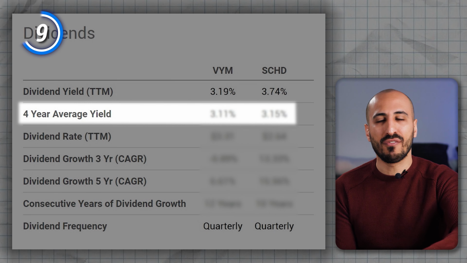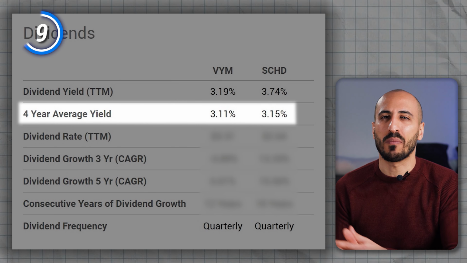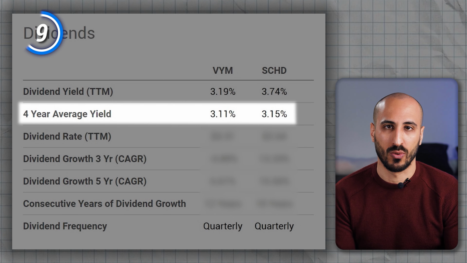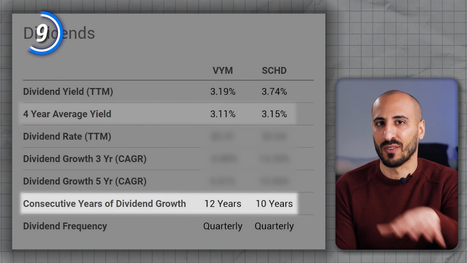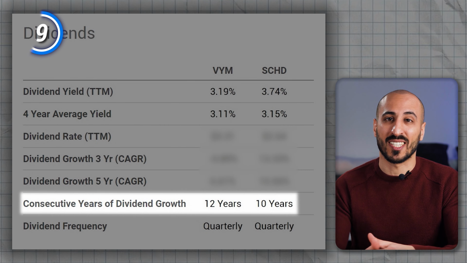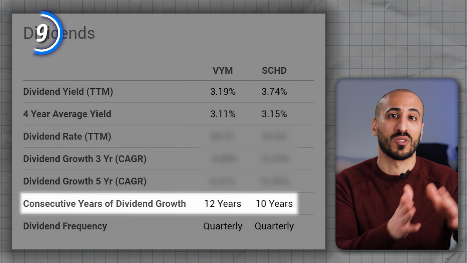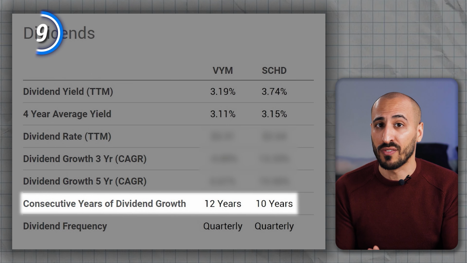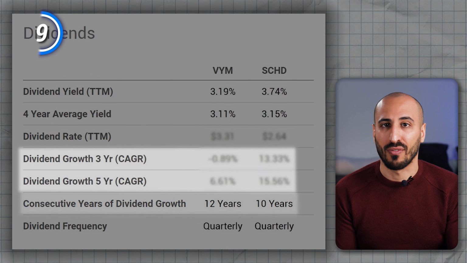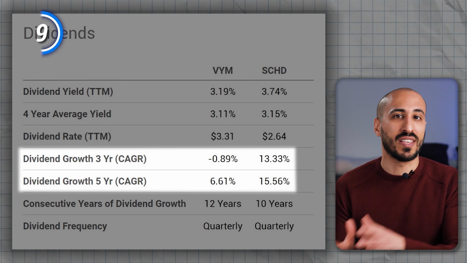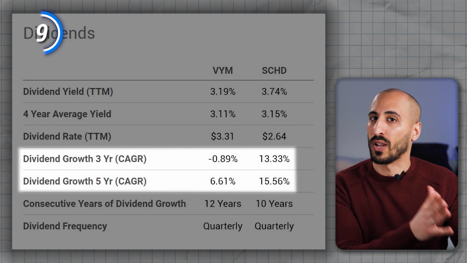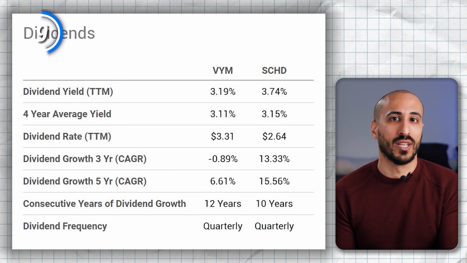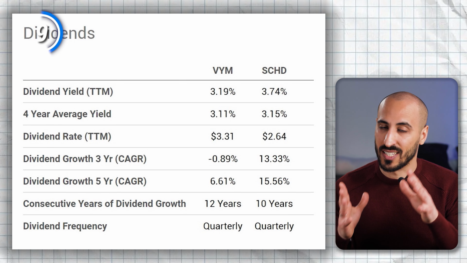But if we look at the average of the last 4 years, VYM improves a lot and gets extremely close to SCHD. Now, when it comes to the consistency of the dividend growth, while VYM has a slightly longer track record of consecutive distribution increases, with 12 years against 10 of SCHD, the 3 and 5 year dividend growth of SCHD is way superior to the rate of VYM. So when it comes purely to the dividend profile, SCHD is a superior ETF.